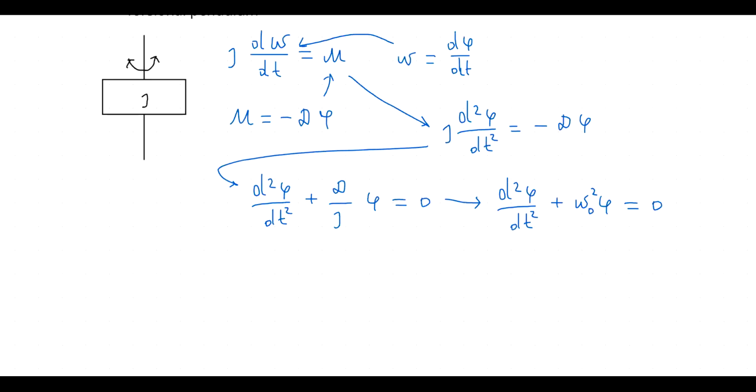So we have that natural frequency is equal to square root of coefficient D divided by I. Coefficient D is known as a torsional constant. So this is natural frequency.